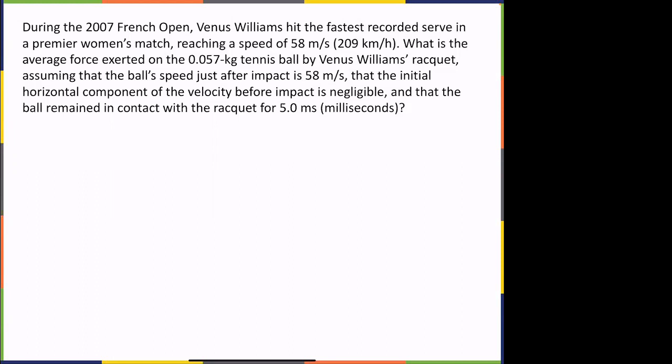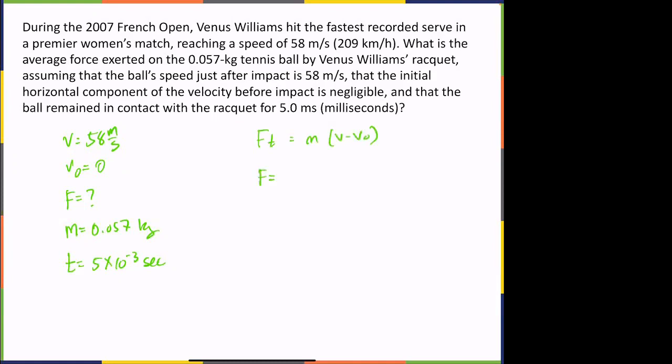All right, let's give this one a try. So during the French Open, Venus Williams had the fastest serve recorded, 58 meters per second. That'd be the velocity. The initial velocity is zero when it gets hit originally. We're looking for the force, the tennis racket mass is 0.057 kilograms, and the impact time is 5 × 10⁻³ seconds. So Ft equals m times V minus V naught. F equals 0.057 times 58 divided by 5 × 10⁻³, in newtons.